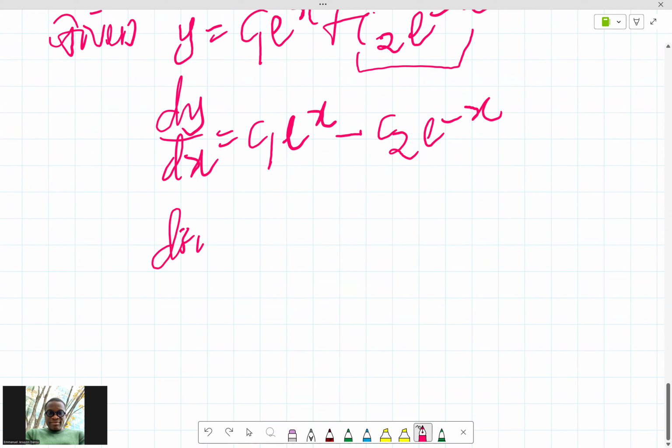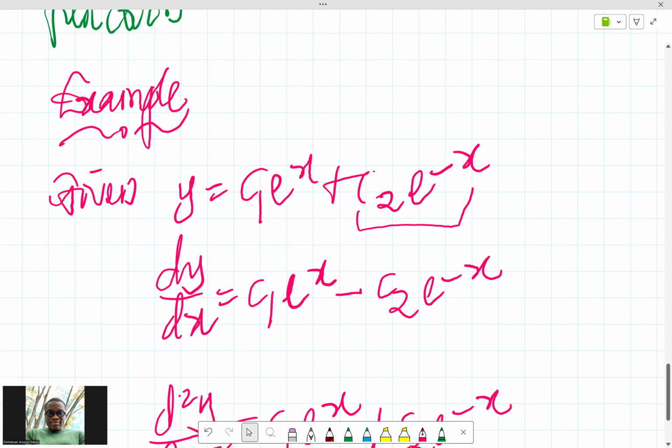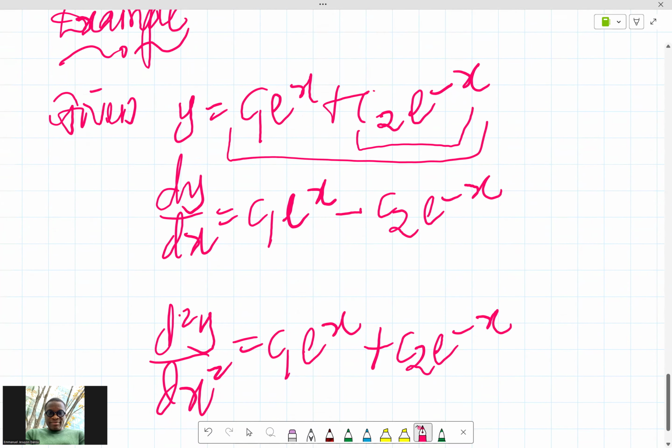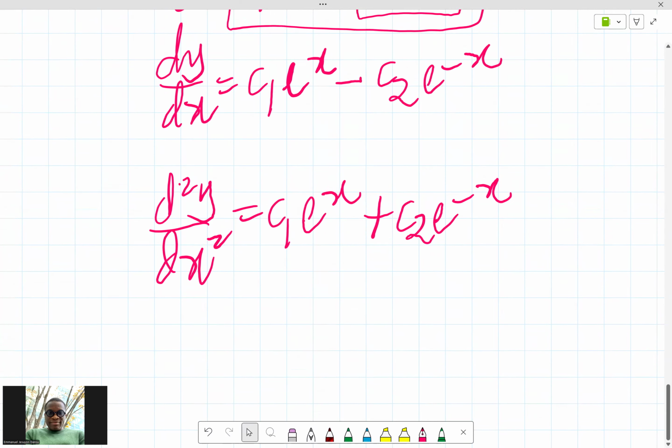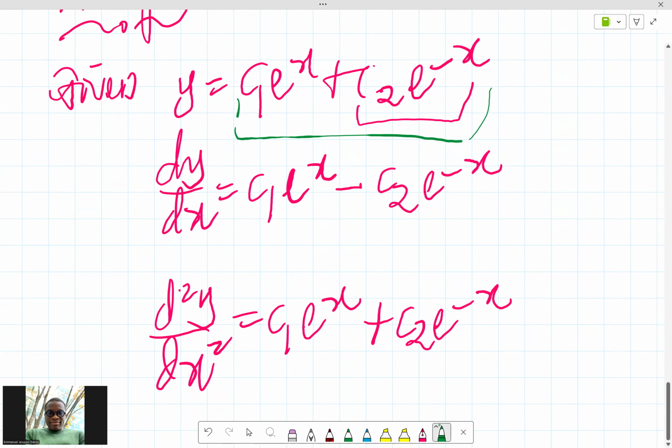The second time, if you differentiate, you have d squared y/dx squared, and that means you have c1 e to the power x again, because e to the power x remains the same all the way. The minus comes again, so you have plus c2 e to the power minus x again. So you see that now we have gone back to where we came from, because this part now is equal to this part.